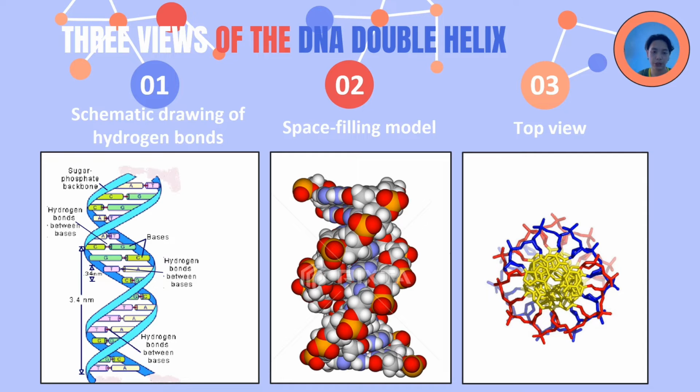Three views of the DNA double helix. A schematic drawing that emphasizes the hydrogen bonding between bases of the two chains. The next is a space-filling model in which the strand is red or orange and the bases are shown in lighter shades of blue and white. The last one is a top view of the double helix.